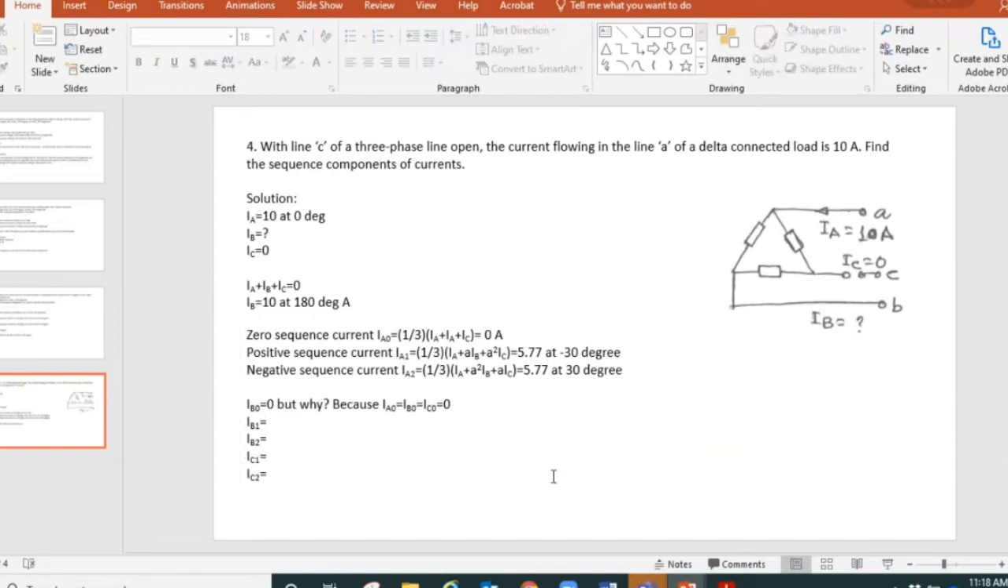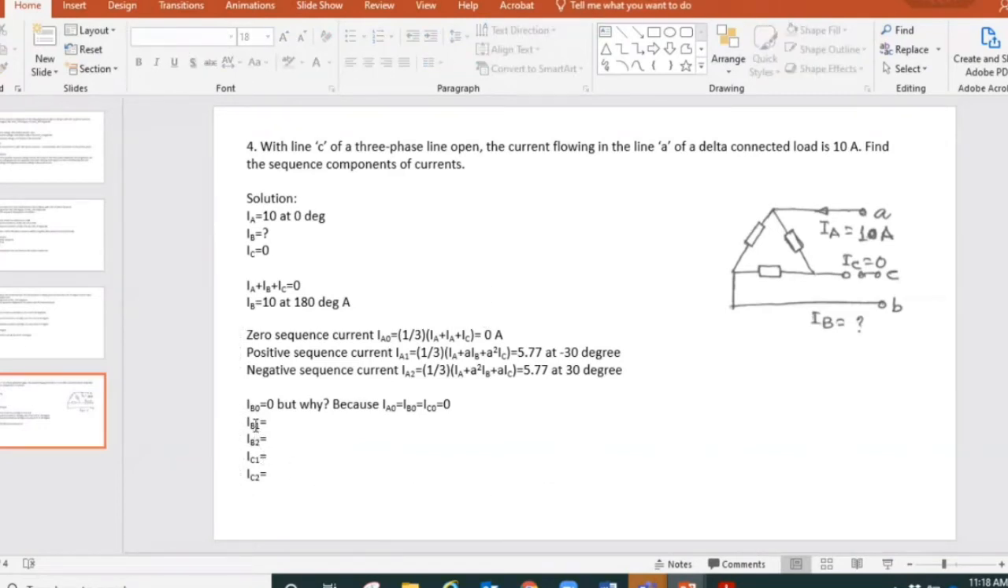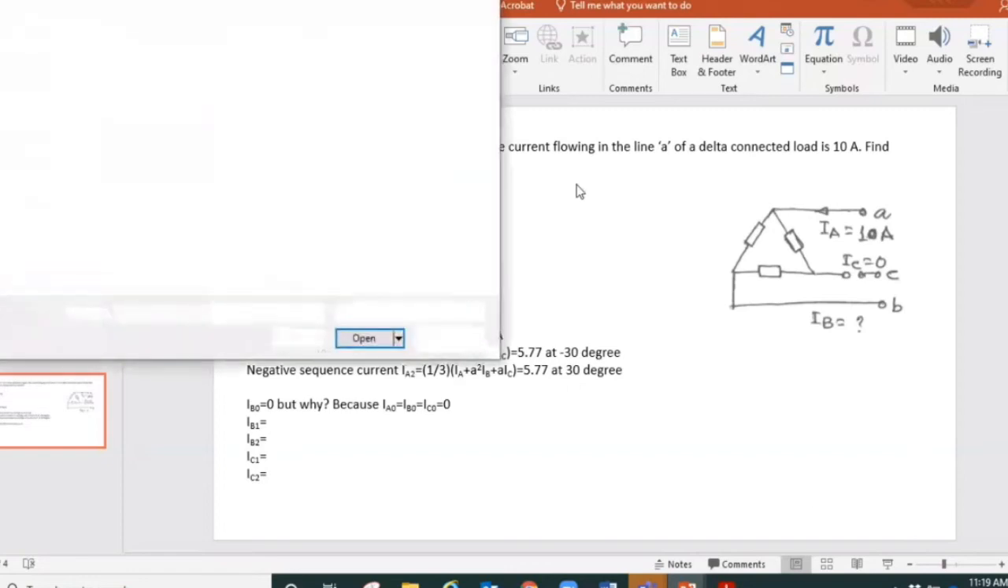Okay, how do we do it? IB1, right? The 1 means positive sequence, that we know. We don't have to memorize. 1 means positive sequence, 2 means negative sequence. So if I don't remember the expression for IB1, how do I do it? I just go and draw the phasor diagram of positive sequence.